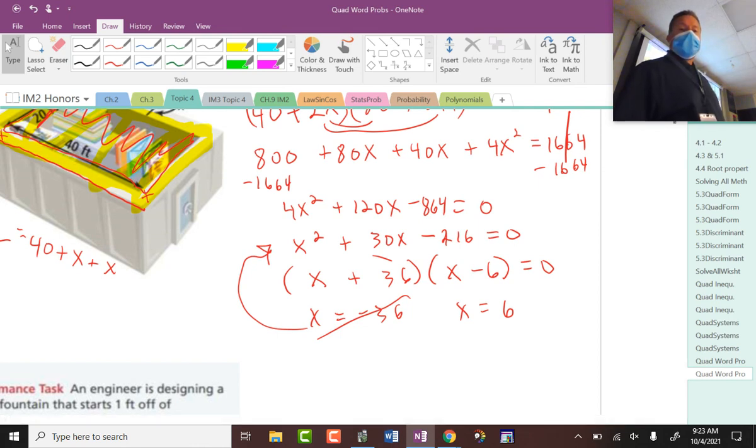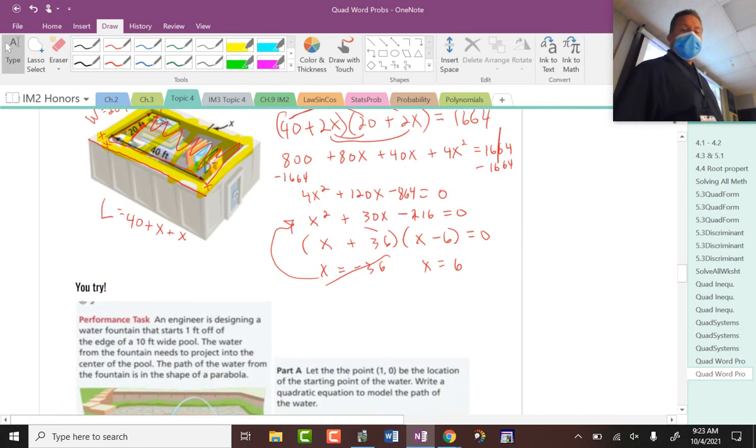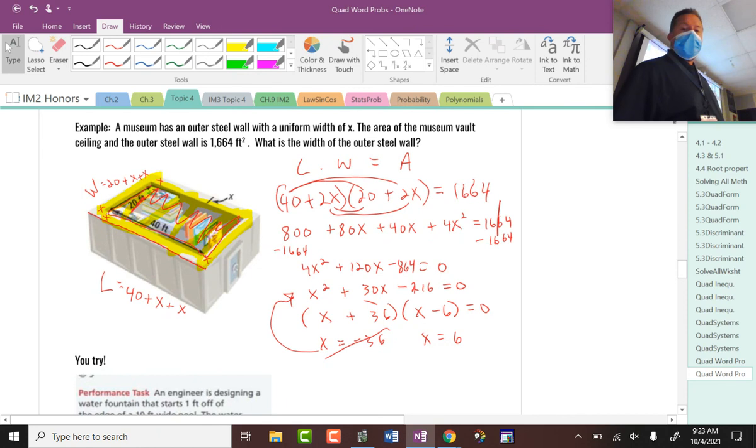And by the way, that's not the answer. The answer is, what is the width of the outer steel wall? You simply plug it in. Do make sure you answer it at the end. 32 feet.